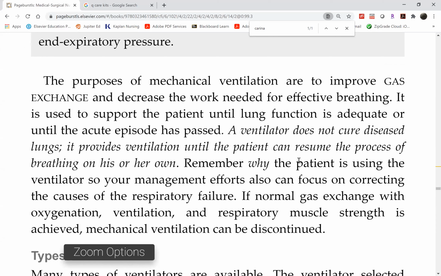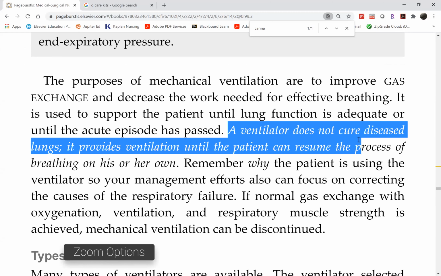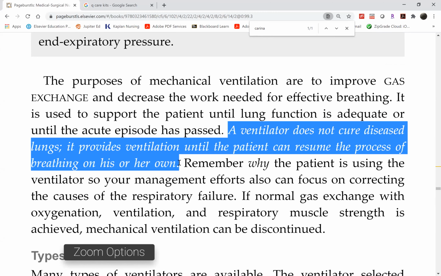And lastly, because we're almost, you know what, we still have a few minutes. Please remember that the ventilator does not cure the underlying disorder. So it does not cure the respiratory failure. It does not cure ARDS. This is only ventilatory support, keeping the patient alive until we resolve the underlying cause leading to the respiratory failure.